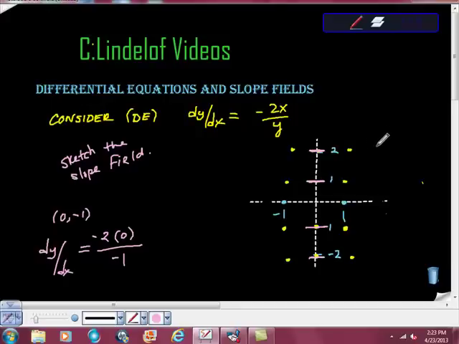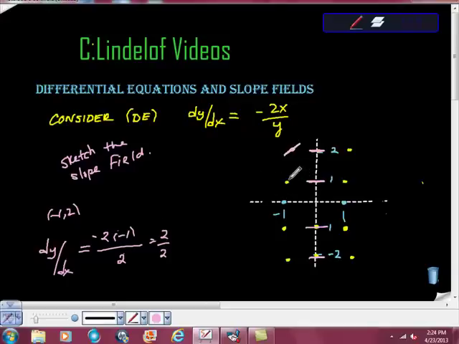Now I'm going to go ahead and start doing my other points. I'm going to take this point right here, and this point is the point (-1, 2). So we have negative 2 times negative 1 is 2, and 2 over 2 is 1. So that's this point right here. I'm just going to draw in this slope, and let this be a slope of 1.